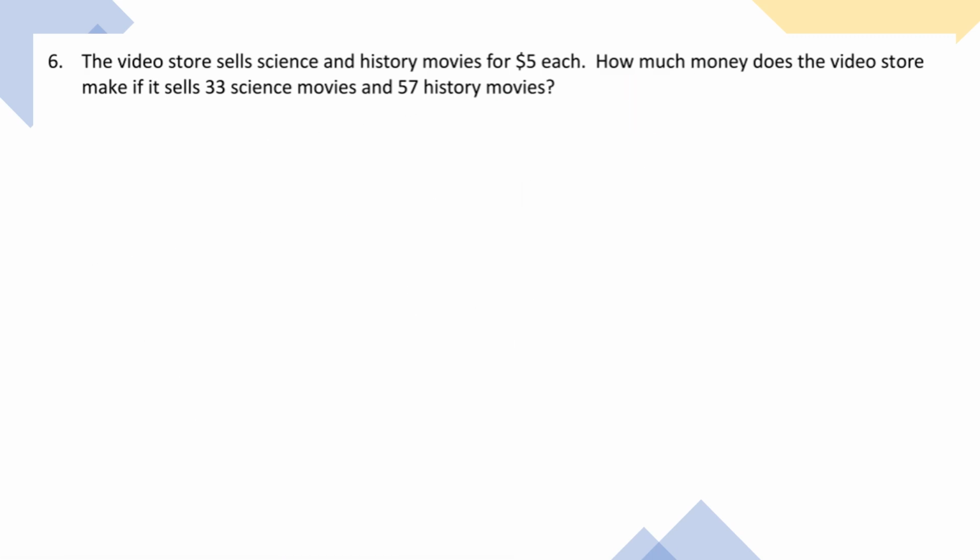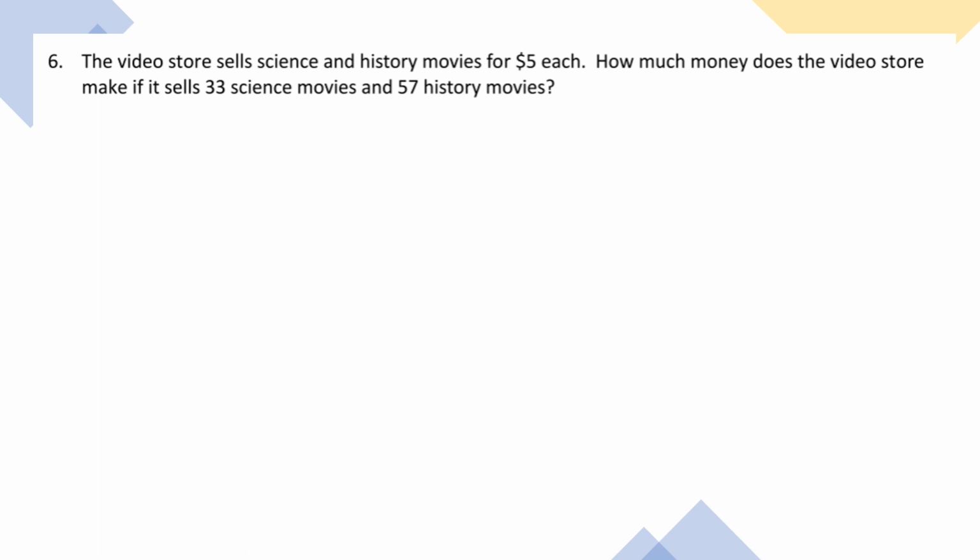Now let's take a look at number 6. Number 6 says the video store sells science and history movies for $5 each. How much money does the video store make if it sells 33 science movies and 57 history movies?